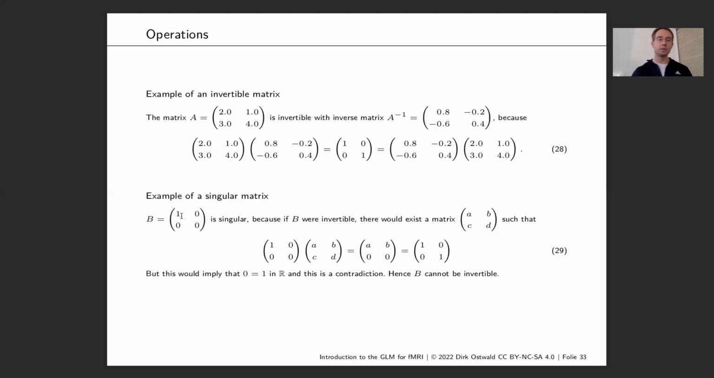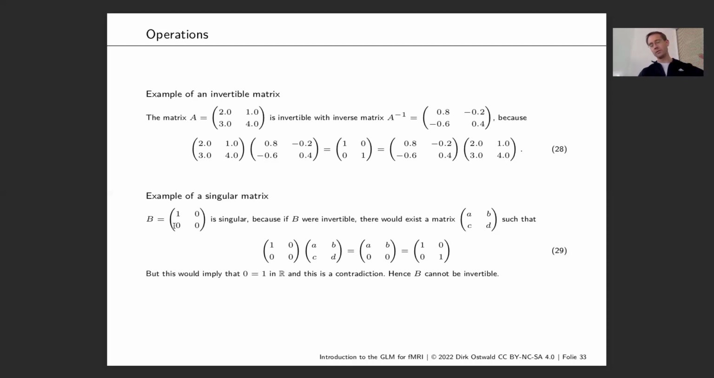Sometimes it doesn't work. So for example, this matrix here, although it's square, it's not invertible, which is also called singular. Because if it were invertible, then there would be a matrix A, B, C, D such that if you multiply them, you get A, B, and only zeros here, and this would be equal to the identity matrix. But clearly there's a 0 here and there's a 1 here, so that doesn't work. That's a contradiction, and this matrix is not invertible.